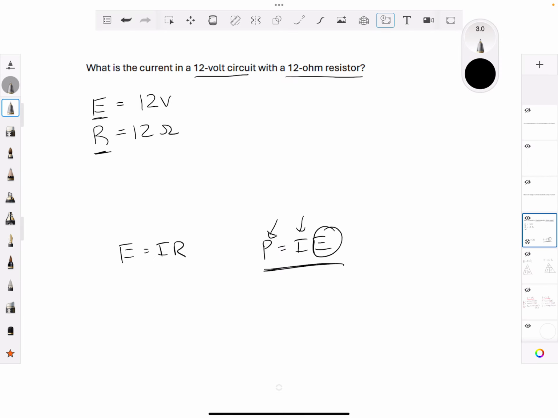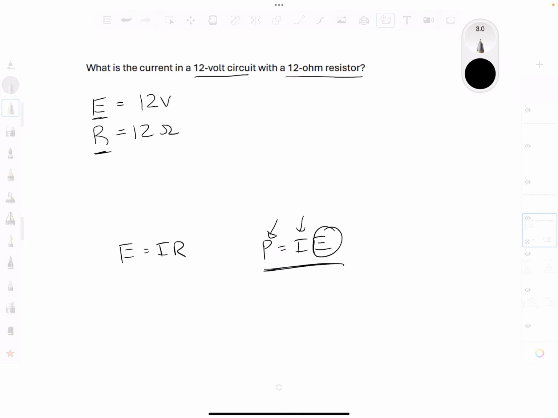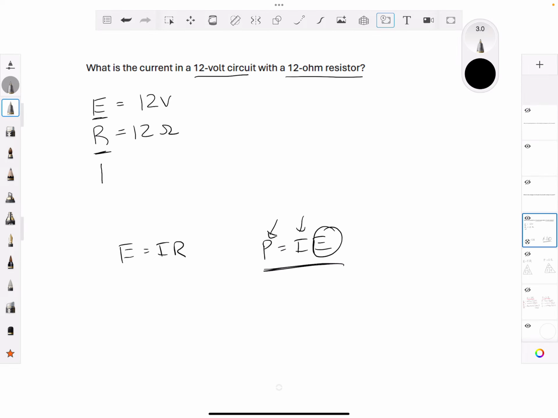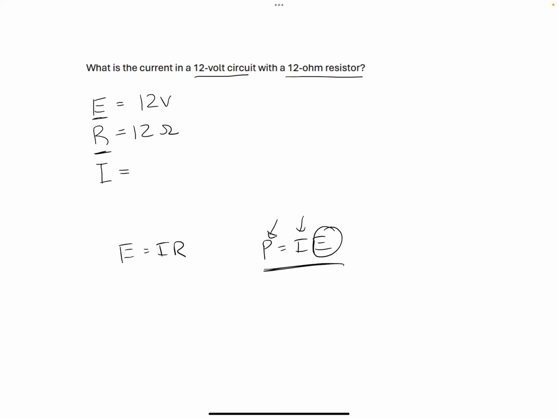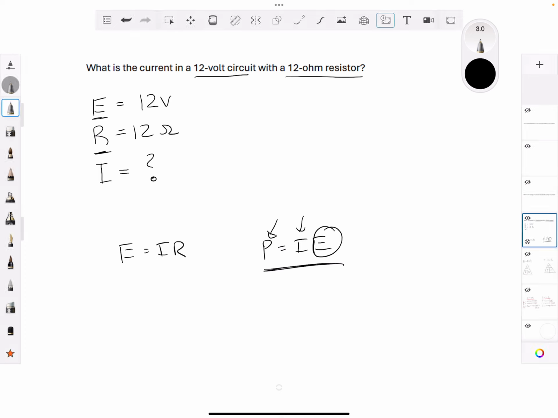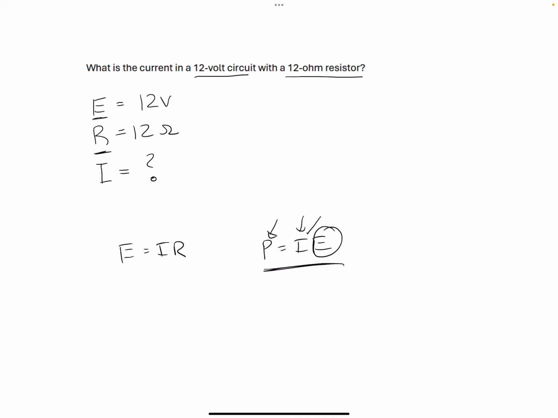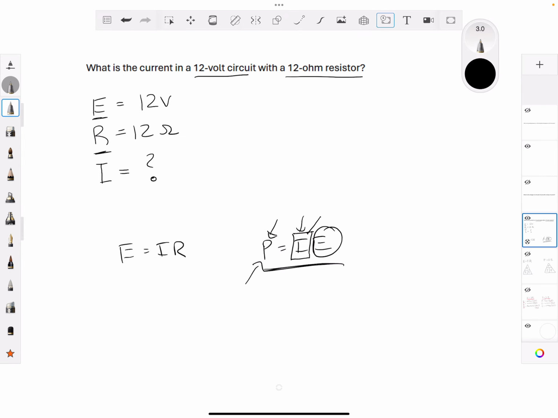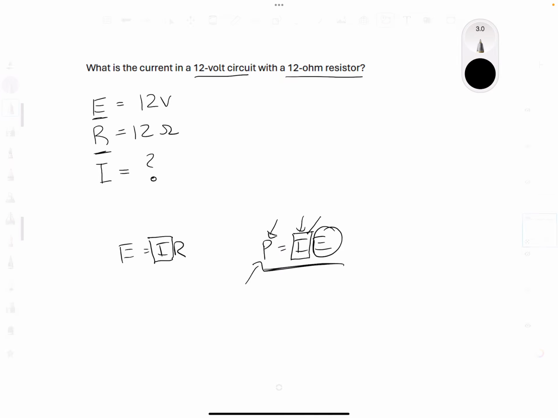Let me take a step back. I forgot also, you definitely want to write down your unknown value. So what am I solving for? I'm solving for current. I want to get the current, right? So this is what I want. But I can't use pi because I don't have the power, so I can't use that equation. Can I use ear? So what do I want? I want I.